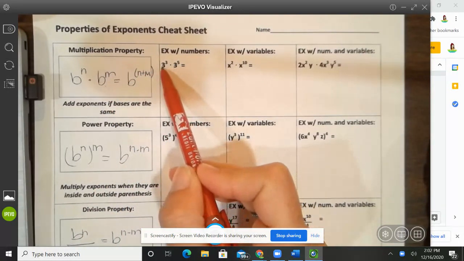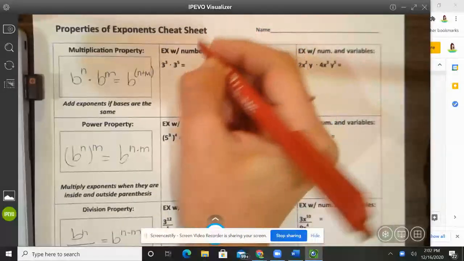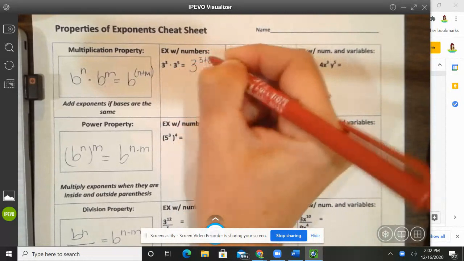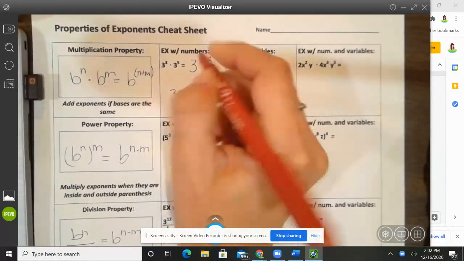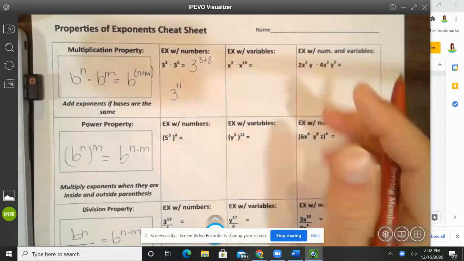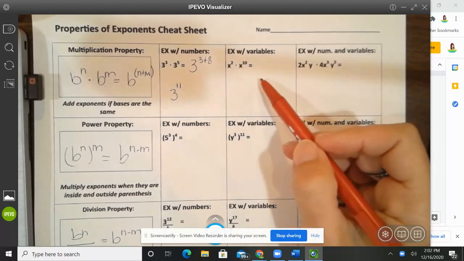So the same base, this is 3 and 3. In this case, you're going to be adding 3 plus 8. So your answer will be 3 to the power of 11. Okay. All right. So the same thing happens with variables.